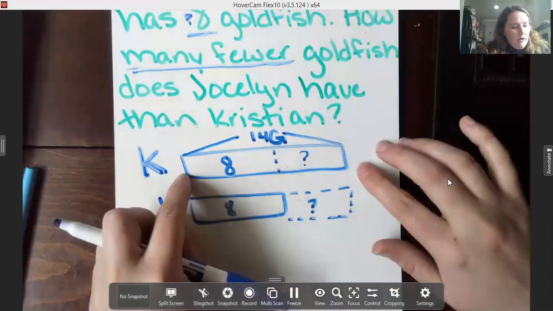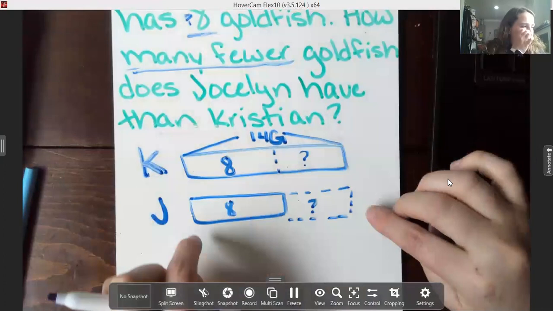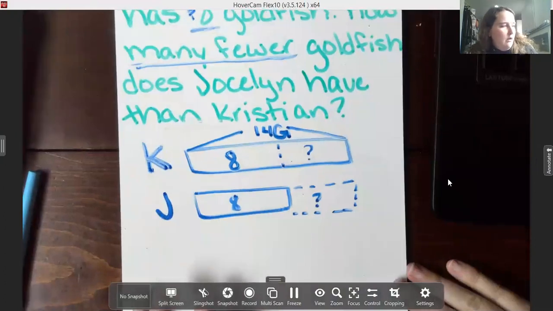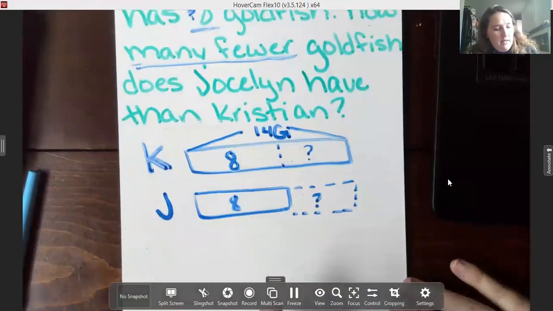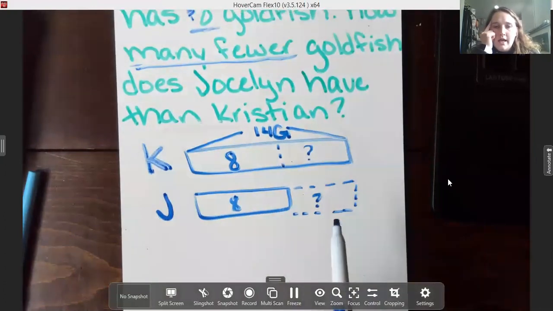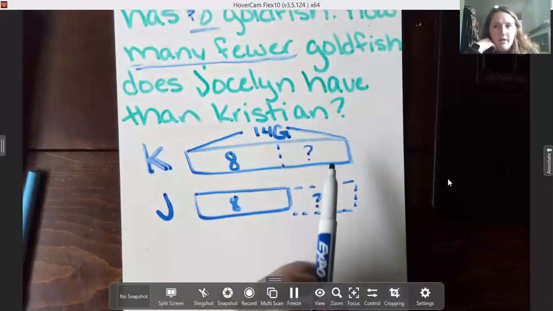Okay, so Christian's is this big. We want to know what this number is that would make Jocelyn's that big. Okay, so we have our tape diagram. And now all that we need to do is find this missing piece here. Okay, so I want you to think in your head and pause the video and decide how we can figure that out. What is a strategy we can use to figure out this missing piece?